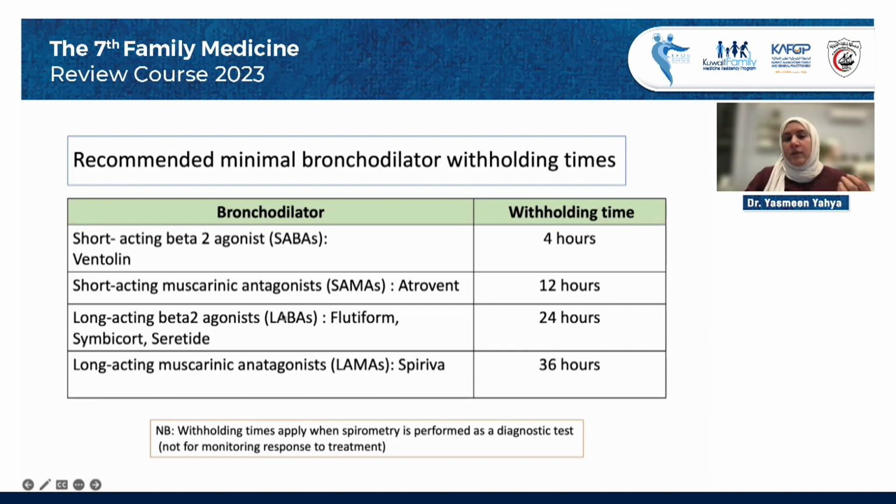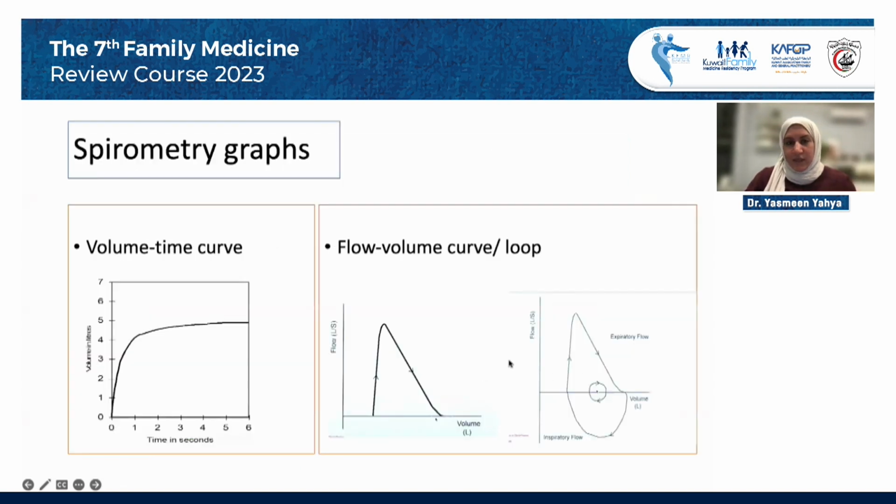Inhalers with LABA or long-acting beta agonists, like fluticasone, Symbicort and Seretide, should be withheld for 1 day, and long-acting muscarinic antagonists like Spiriva should be held for 36 hours. So we now know the 3 important values that we need to look at when we read a spirometry.